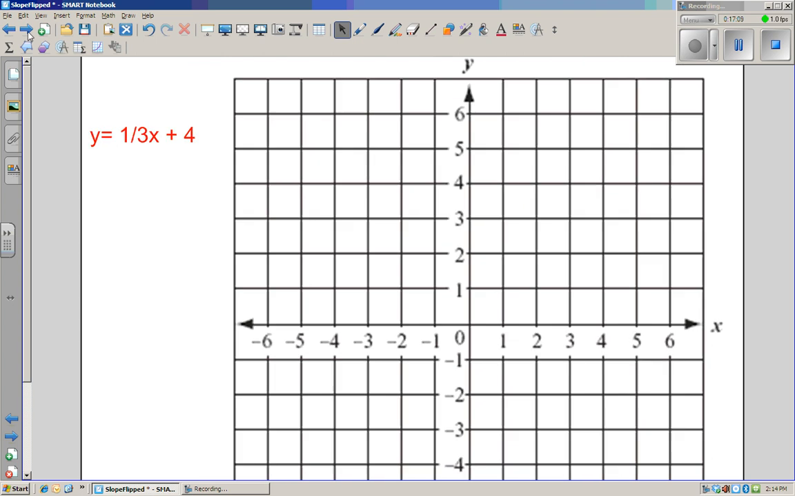Here is your next equation to graph out. Please pause your recording and go ahead. Again, make sure our first dot goes on the y-intercept. It is positive 4 on the y. 1 over 3 means I rise 1 and go over 1, 2, 3. And I rise 1 and go over 1, 2, 3. Again, I have a line.